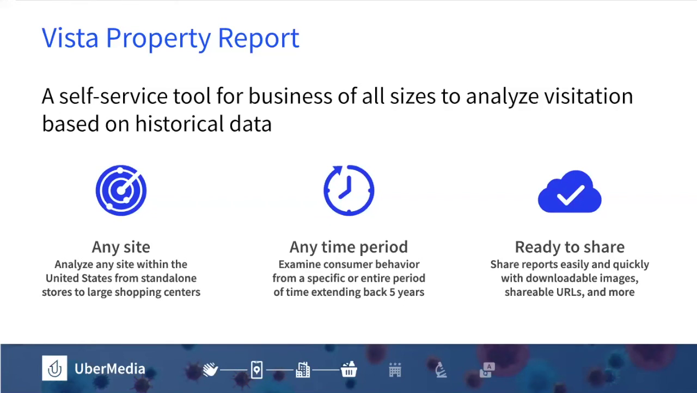Another question here, what is the range and cost of the Vista property reports? Great question. So the pricing starts at $59 a month for the results that you saw me walk through. So it's a pretty low cost way to start off your analysis for a location.